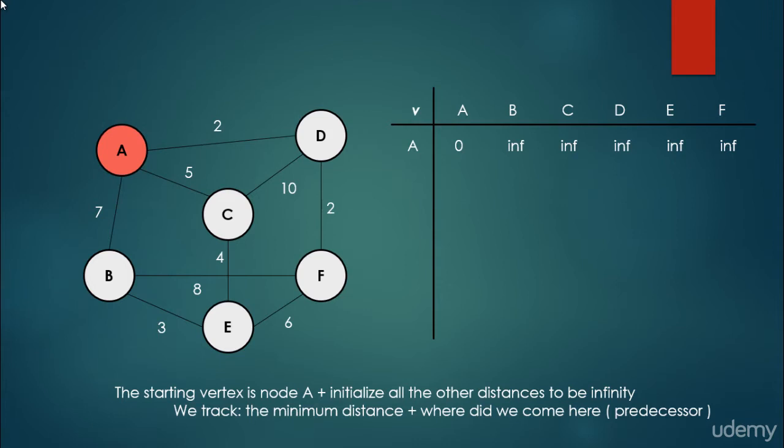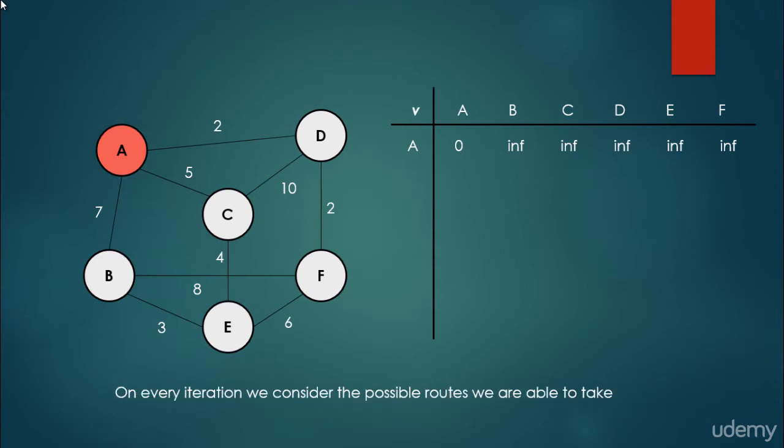Okay, we have to track the minimum distance, and where did we come from? So basically the predecessor. Then, on every iteration, we consider the possible routes we are able to take. So we are at vertex A. We are able to visit vertex B, vertex C, and vertex D, but we are not able to go to E and F because we don't know the structure of the graph in advance. So we can go to B, C, or D. And because that's the minimum value, it's very important. It is the initialization phase. So in this step, it is not so important.